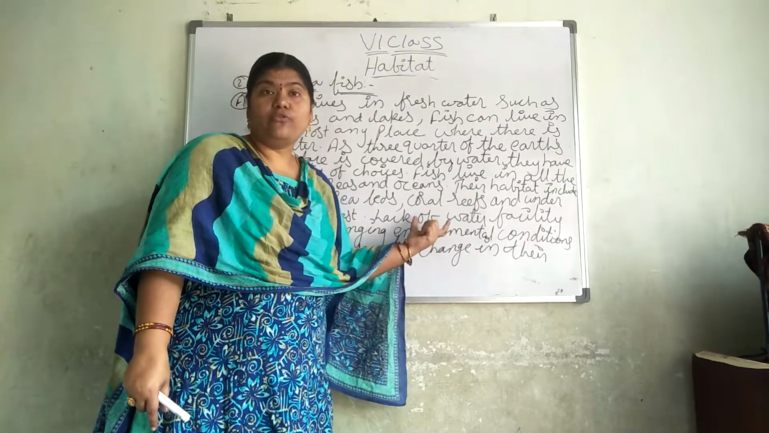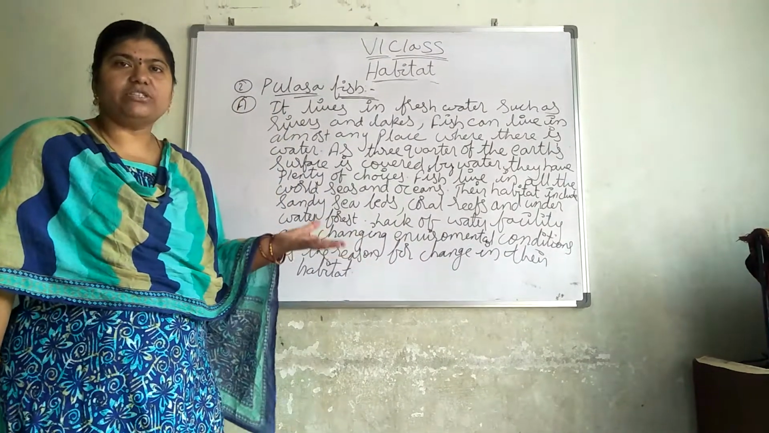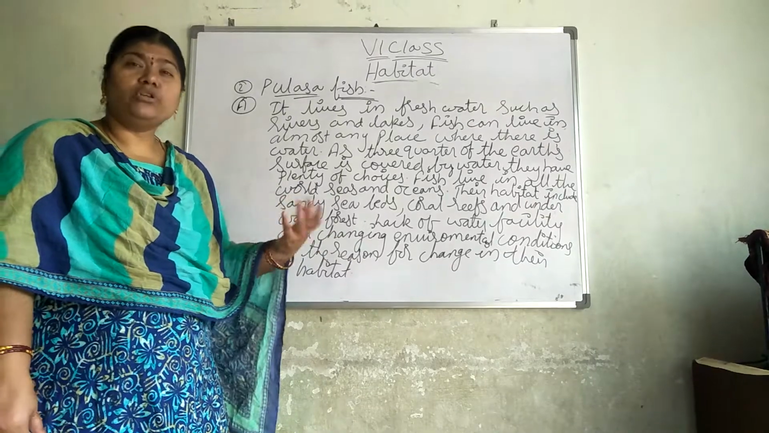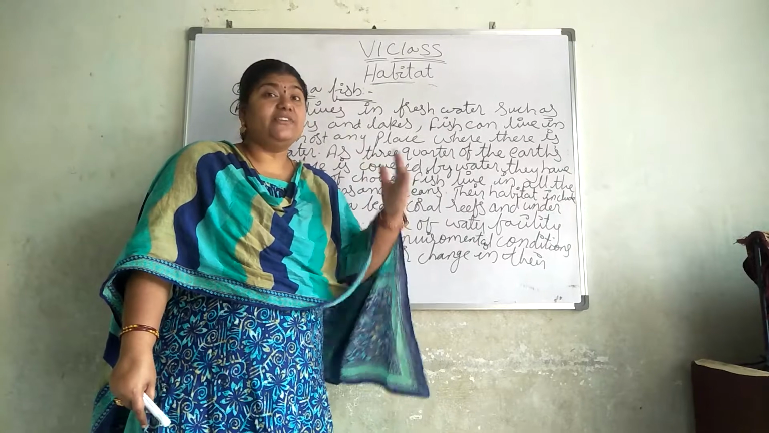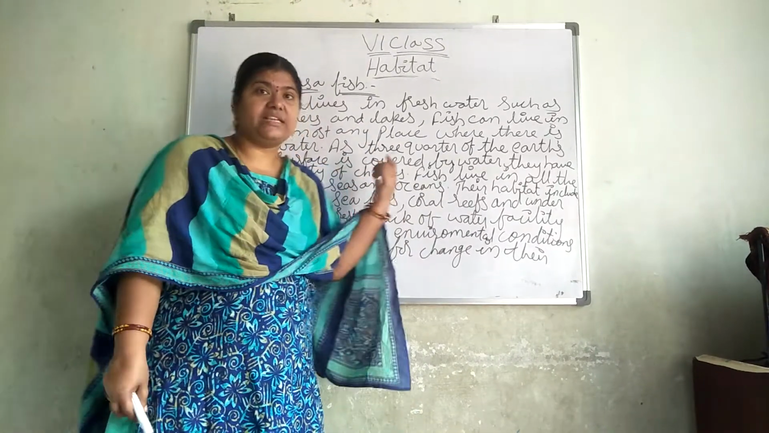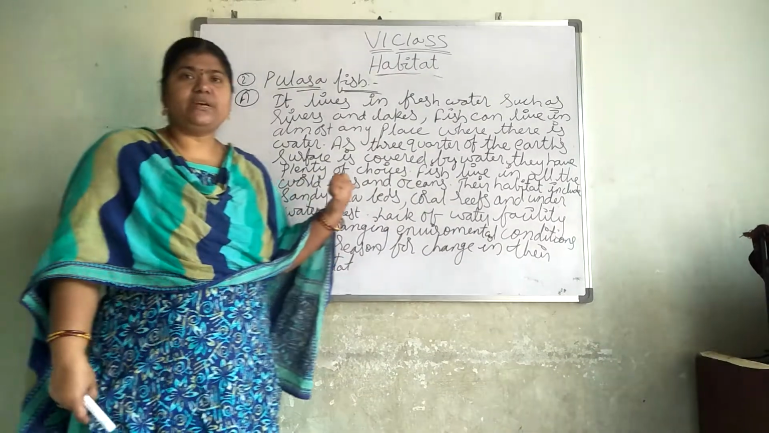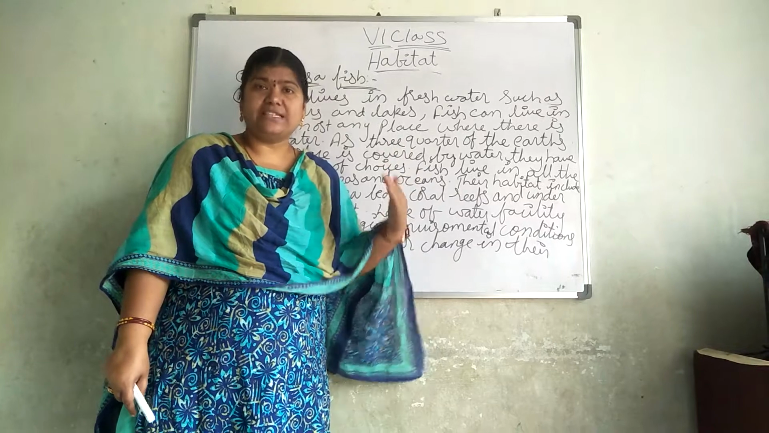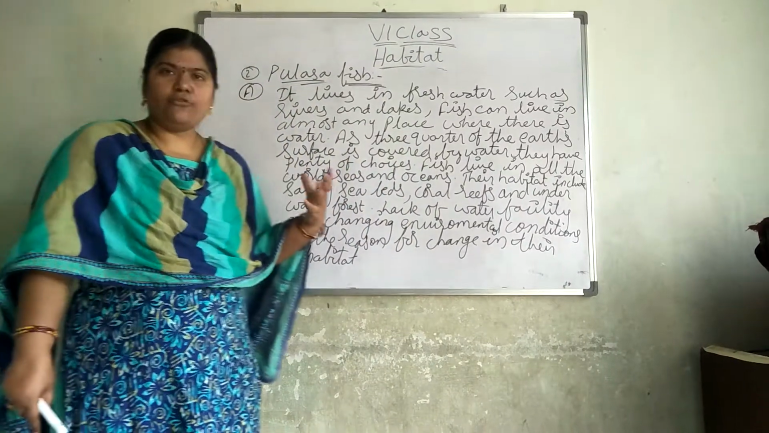When we have a lack of water in the summer season, why? Because the water gets evaporated. Mostly if they are in seas and oceans, they will not have any problem like that. But if they are in rivers, lakes, ponds, such places, if this Pulisa fish is there, they will migrate. Why? Because in summer season you can see that in lakes, ponds and rivers very little water will be present. Is it correct? But in seas and oceans plenty of water will be present.